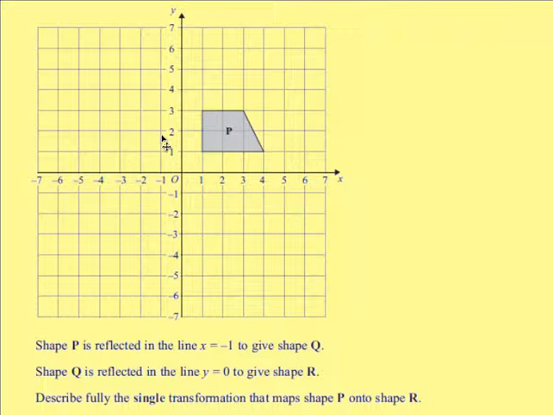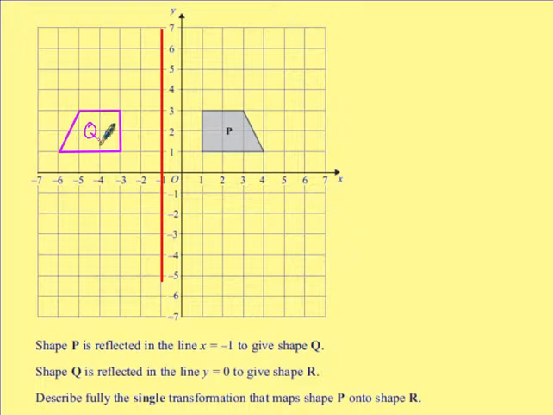So what I want to do is I want to take my shape P and reflect it in this line. So here we have now drawn on the line x is 1 to make it slightly easier for us to see where the reflection is going to be. And this is where we now have our shape Q.